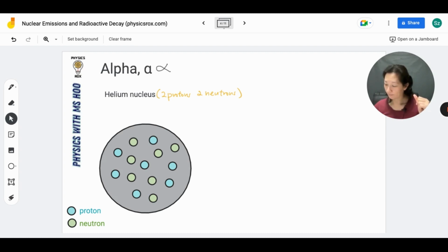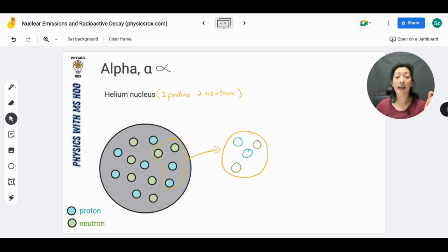It will take 2 protons and 2 neutrons, put it as a package like this, and this gets thrown out as a particle with 2 protons and 2 neutrons. This thing here is an alpha particle.